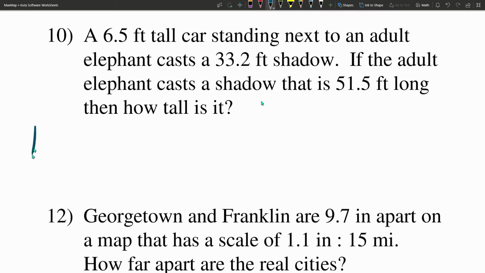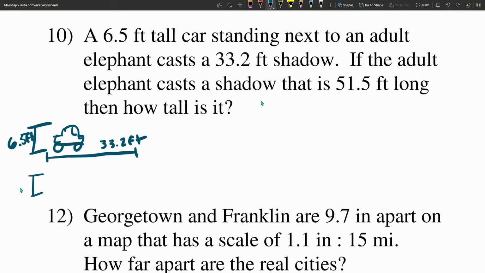Let's see these drawing skills. Well, I know it's 6.5 feet for the height, so I'll start with that. And let's see if I can draw this. We'll put the wheels, the body. There we go. There's my car, and it casts a shadow that is 33.2 feet long. If the adult elephant casts a shadow that is 51.5 feet long, how tall is the adult elephant? So our adult elephant, variable x, that's our unknown. We don't know how tall this elephant is.